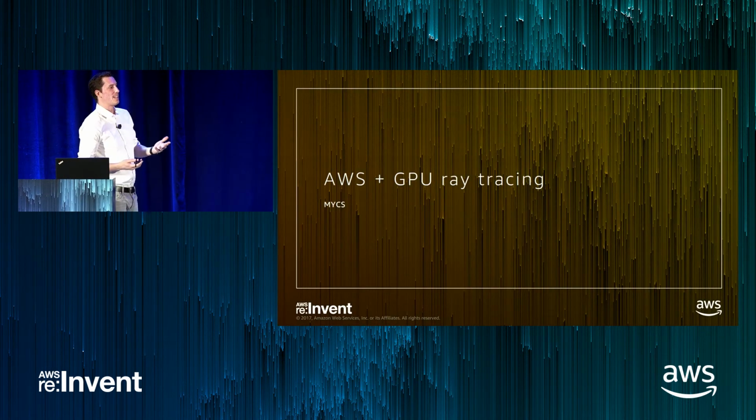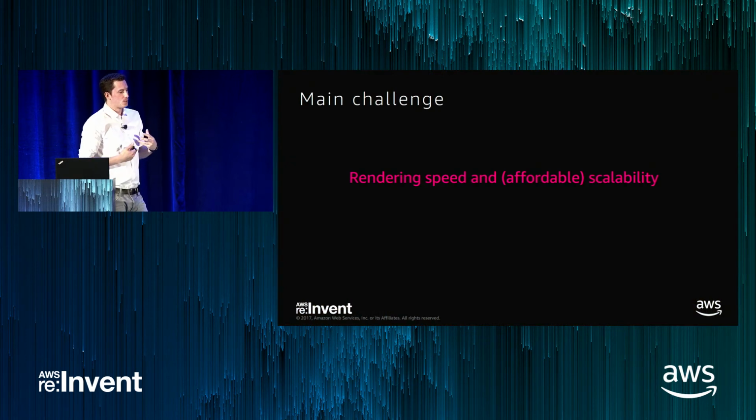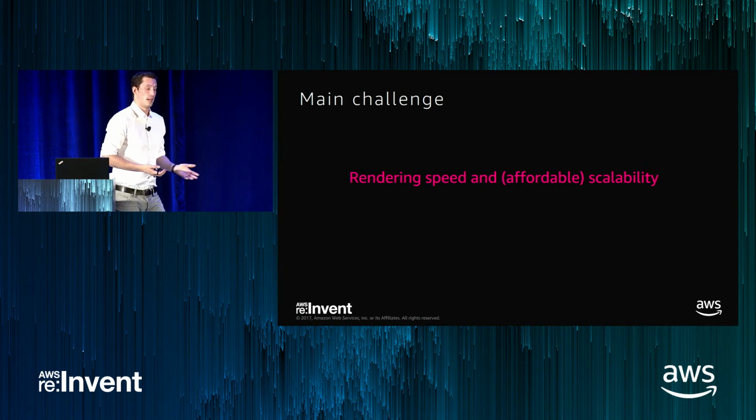So let's talk now about AWS GPUs and how we put this together. When it comes to server-side renderings, it's always a matter between speed and making it scalable and affordable. GPU machines are among the most expensive ones on Amazon. Right now, you can take a P3 machine with a Tesla V100. Excellent machine, extremely fast, but it's going to cost around $25 an hour.